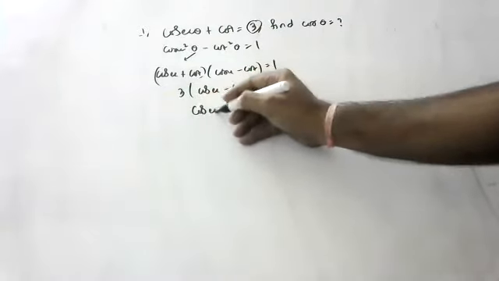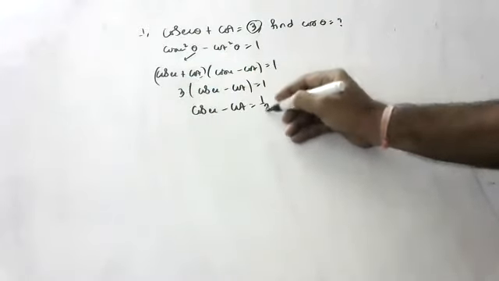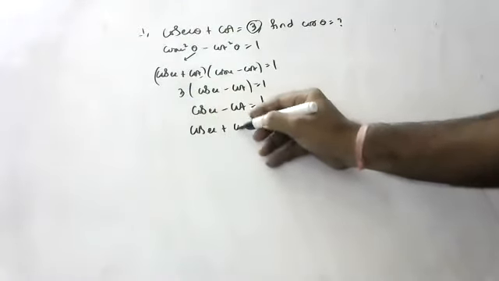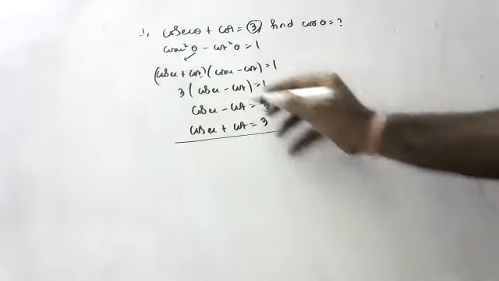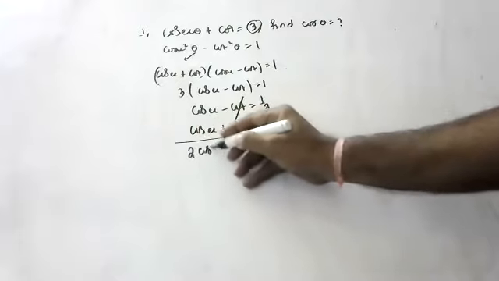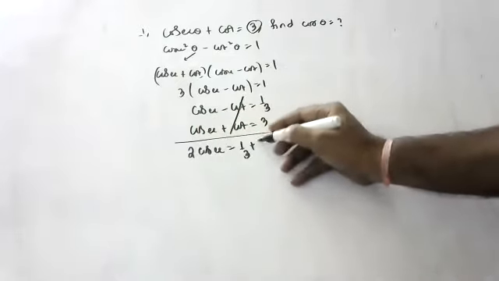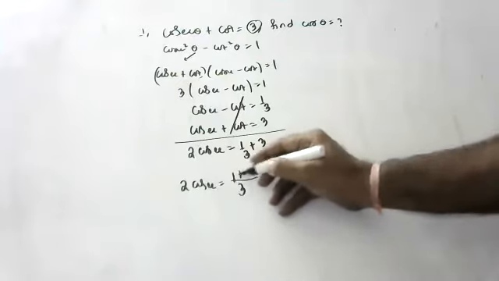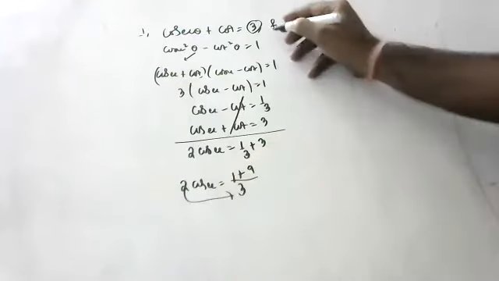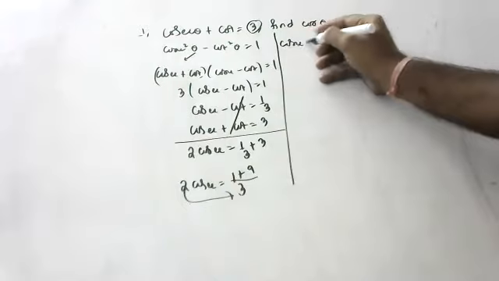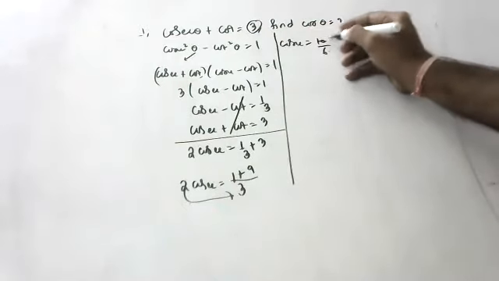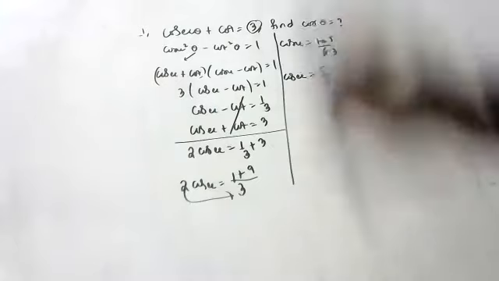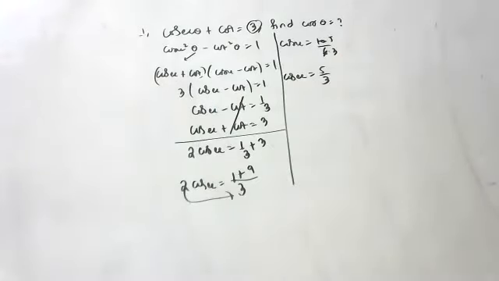So what is cosecant minus cot? We can write, children, 1 by 3. And cosecant plus cot is given as 3. Plus and minus cancel, so 2 cosecant is equal to 1 by 3 plus 3. So 2 cosecant theta is equal to, taking LCM 3, 1 plus 9 over 3. So cosecant theta is equal to 10 by 6. Cosecant theta is equal to 5 by 3.